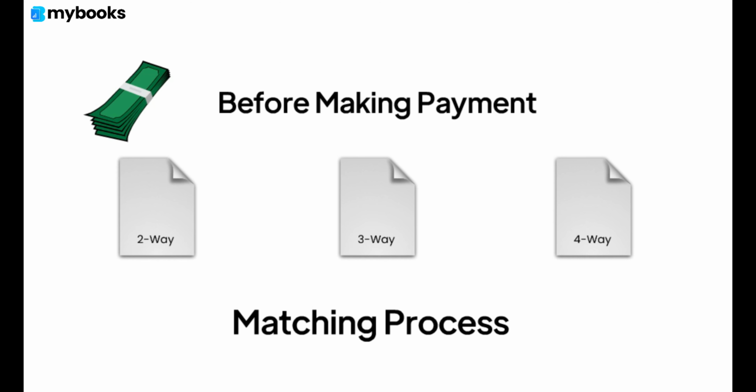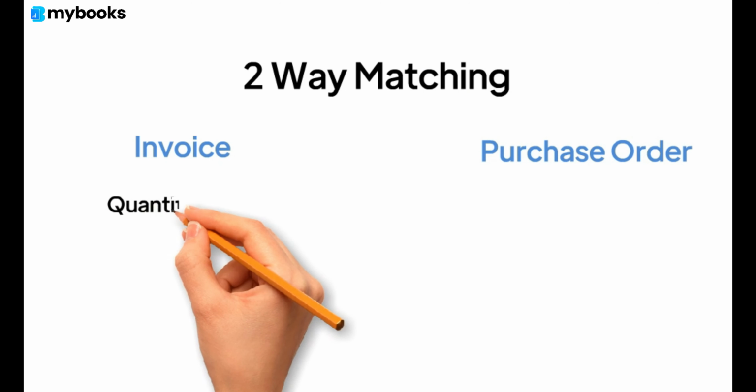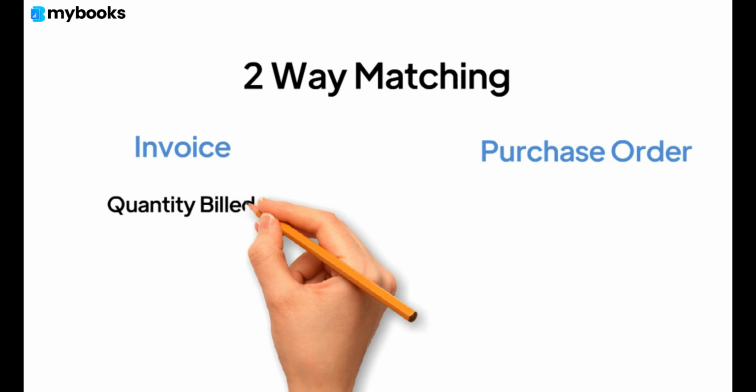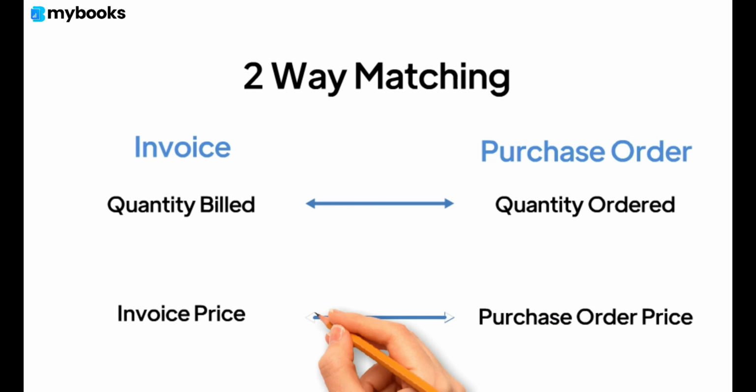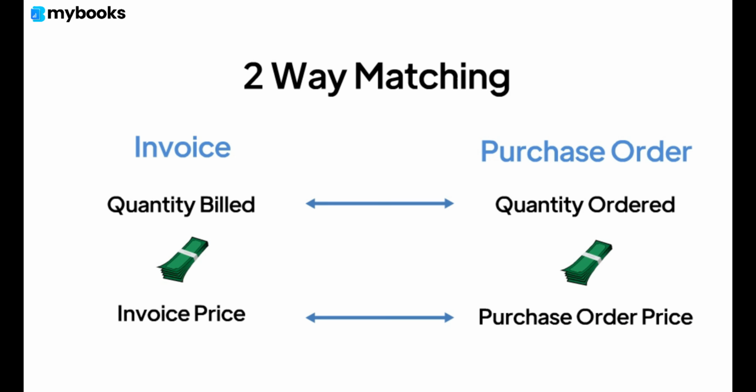Consider that the company has selected two-way matching. In this case, we will compare the quantity billed with the quantity ordered and the invoice price with the purchase order price. We get the quantity billed from the invoice, the quantity ordered from the purchase order, the invoice price from the invoice and the purchase order price from the purchase order. As you know, all the documents are already available in the accounts payable department because they have received everything. Now they are just going to compare if everything is matching.